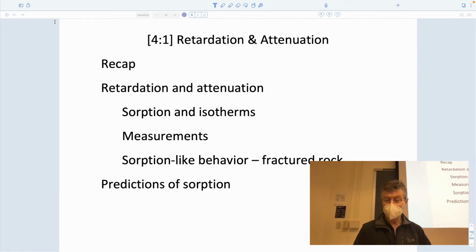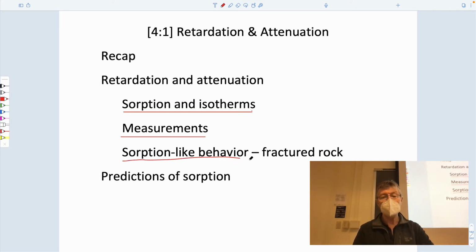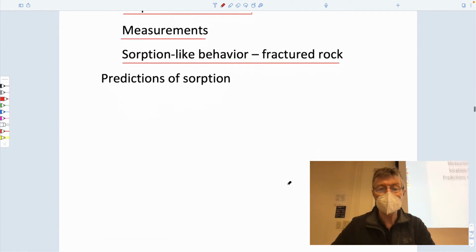So you've seen some of these things in your previous lives, in previous classes, I think. It relies on the fact that we have sorption occurring, and so you must know plenty about isotherms in your major already. We can talk about how we might measure what those isotherms are, and we can look at what the behavior looks like both in porous media but also in fractured rock. And so those are the things that we'll talk about today.